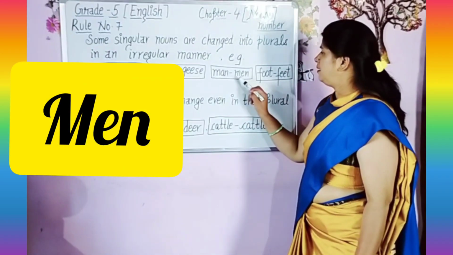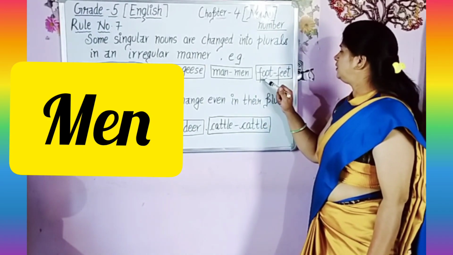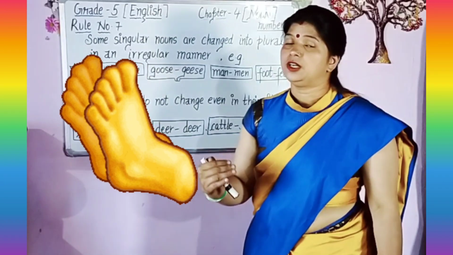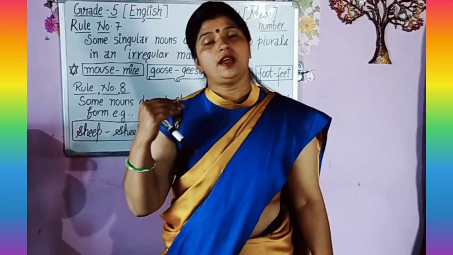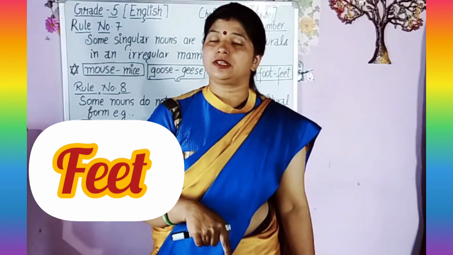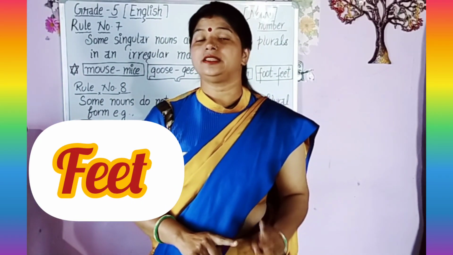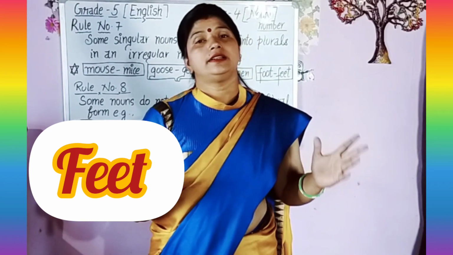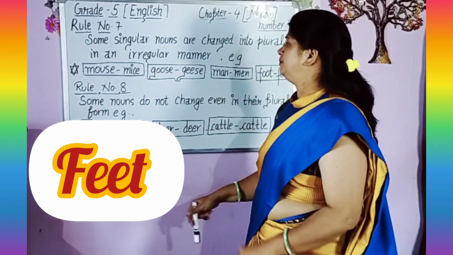Okay, man, men. Now this is foot. FOOT, foot. So in this case, again double O is there. So in place of double O, we will put double E, feet. So if one foot is there, one pair, then we will write foot. And if there are two or more foot, then we write it as feet. FEET, feet.